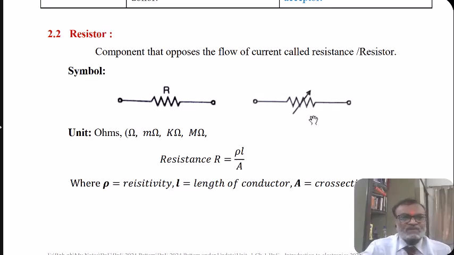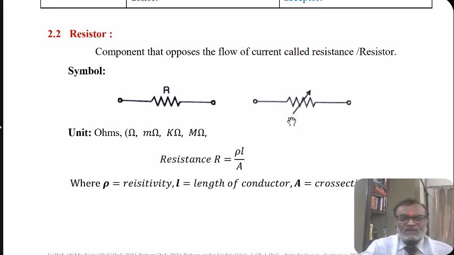The first component is the resistor. Resistor is a device which is based on the property of material called resistance. Resistance is defined as opposition to flow of current. The symbol of the resistance is shown here. The first symbol is for fixed resistance and the second symbol with the arrow is a variable resistance.